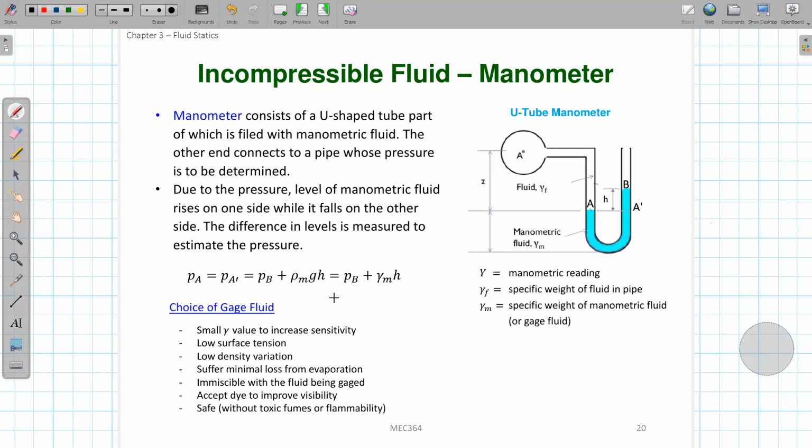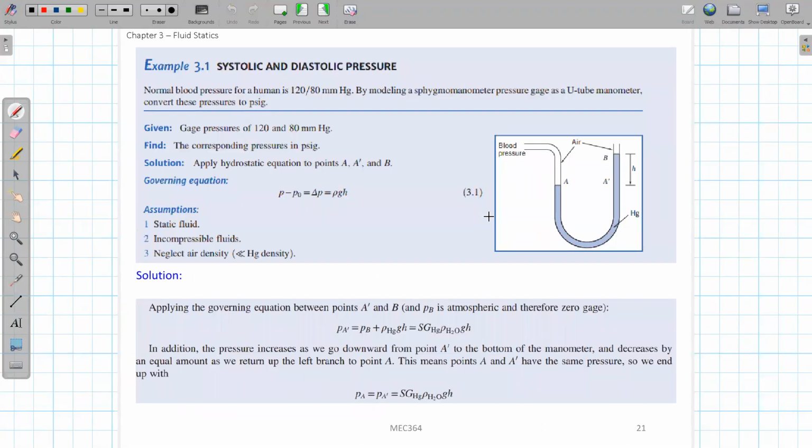The basic idea is that after we connect this manometer to a fluid, especially a gas, by reading the depth difference h on both sides, we can quickly calculate the pressure of the gas we want to measure. Any question, guys? No? Okay, if you understand this, let's do an example problem. Please read this first.